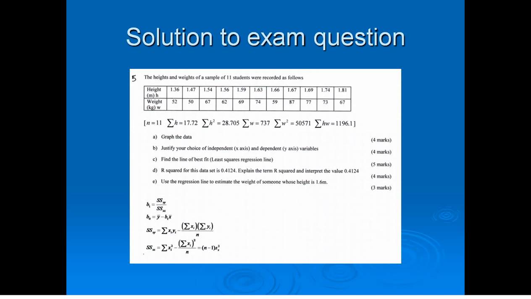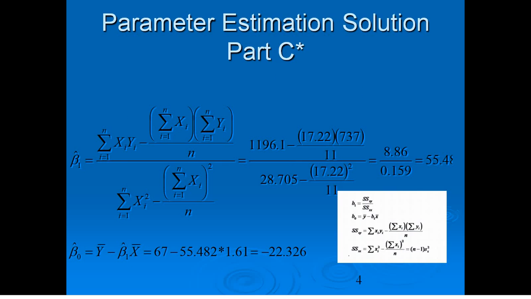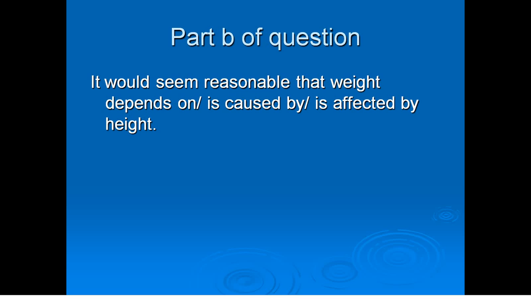Next bit of the question: justify your choice of independent and dependent variables. So what goes on the x-axis and what goes on the y-axis? The thing that goes on the x-axis is the thing that causes the effect, is the determiner, whatever way you want to look at it. So it would seem reasonable that your weight is determined by your height to some extent. So the thing that causes the effect goes on the x, which is height, and the thing that is affected goes on the y, which is weight.